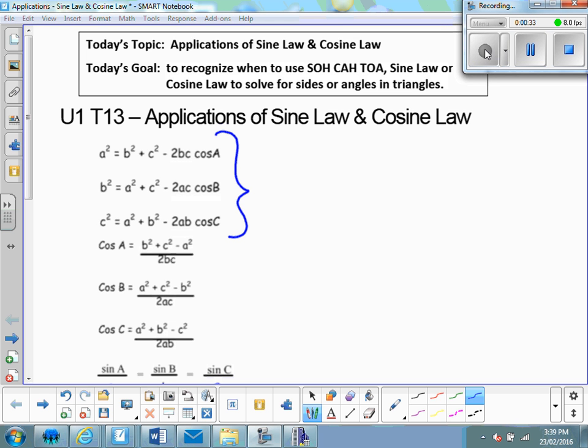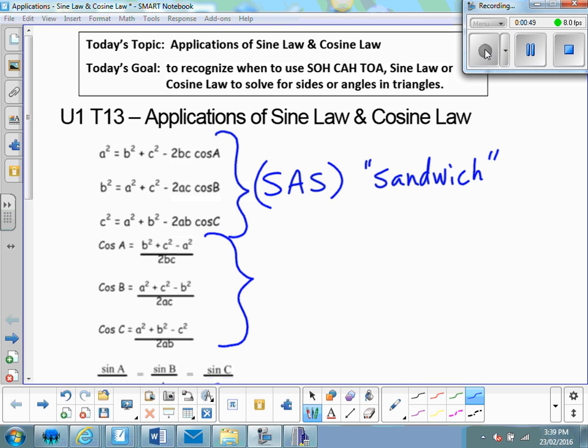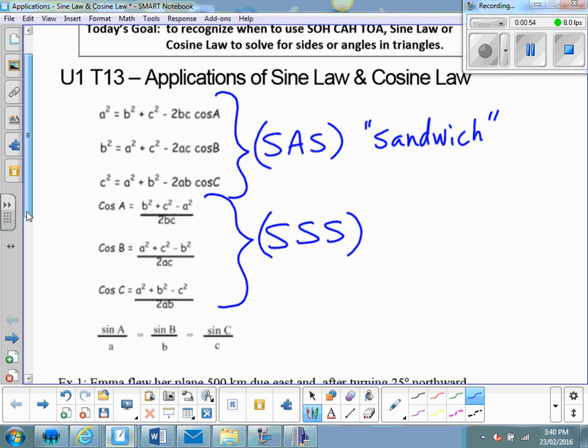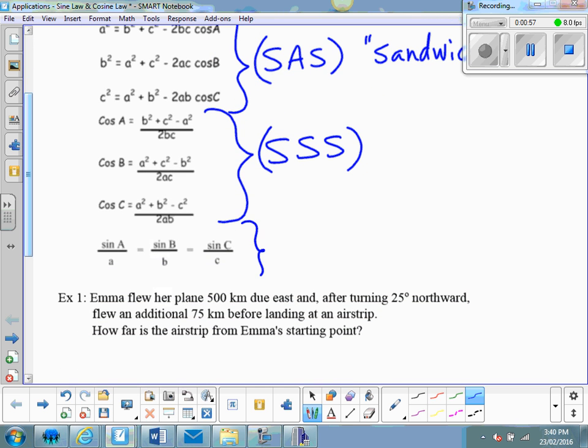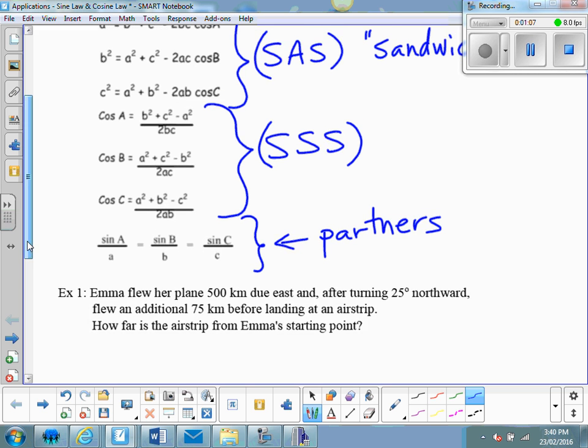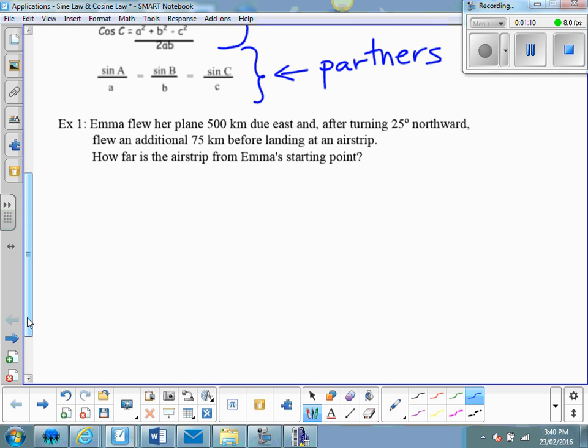to use them. So these formulas at the top are when we have side angle side or a sandwich situation. These middle formulas here where we're finding an angle is when we're given side, side, side. And our sine law we use when we have partners given to us. So let's take a look at some examples of application questions.